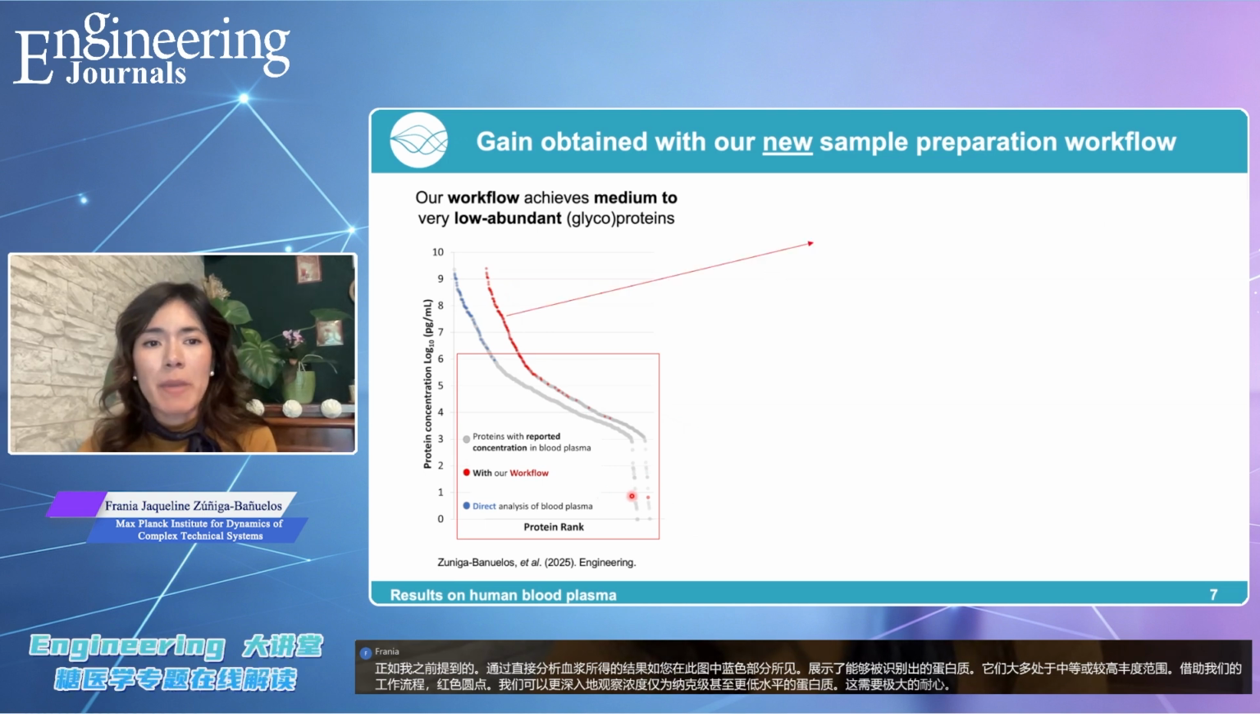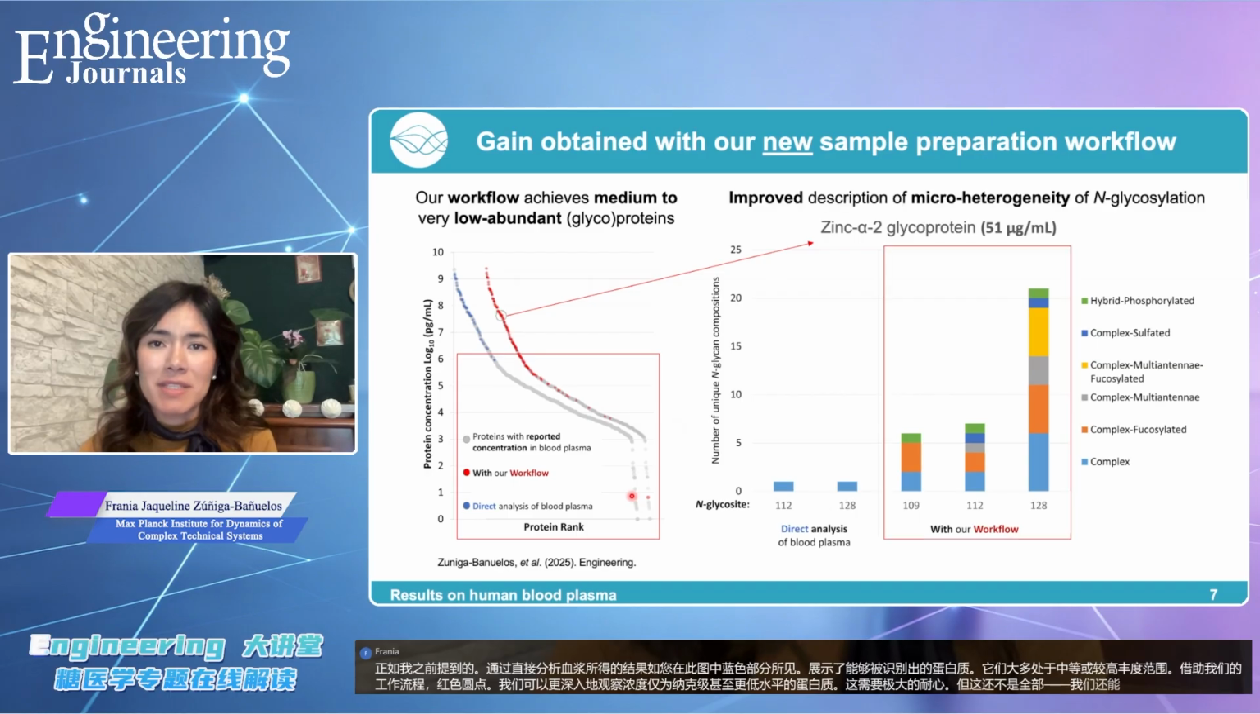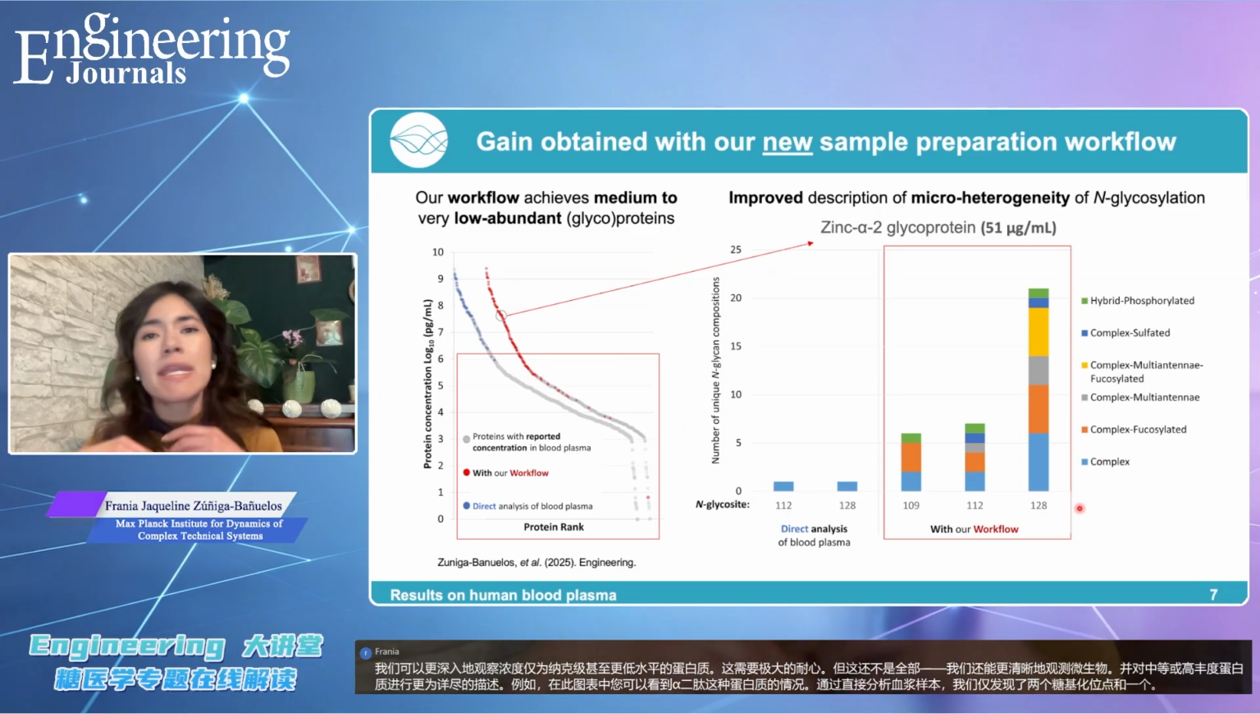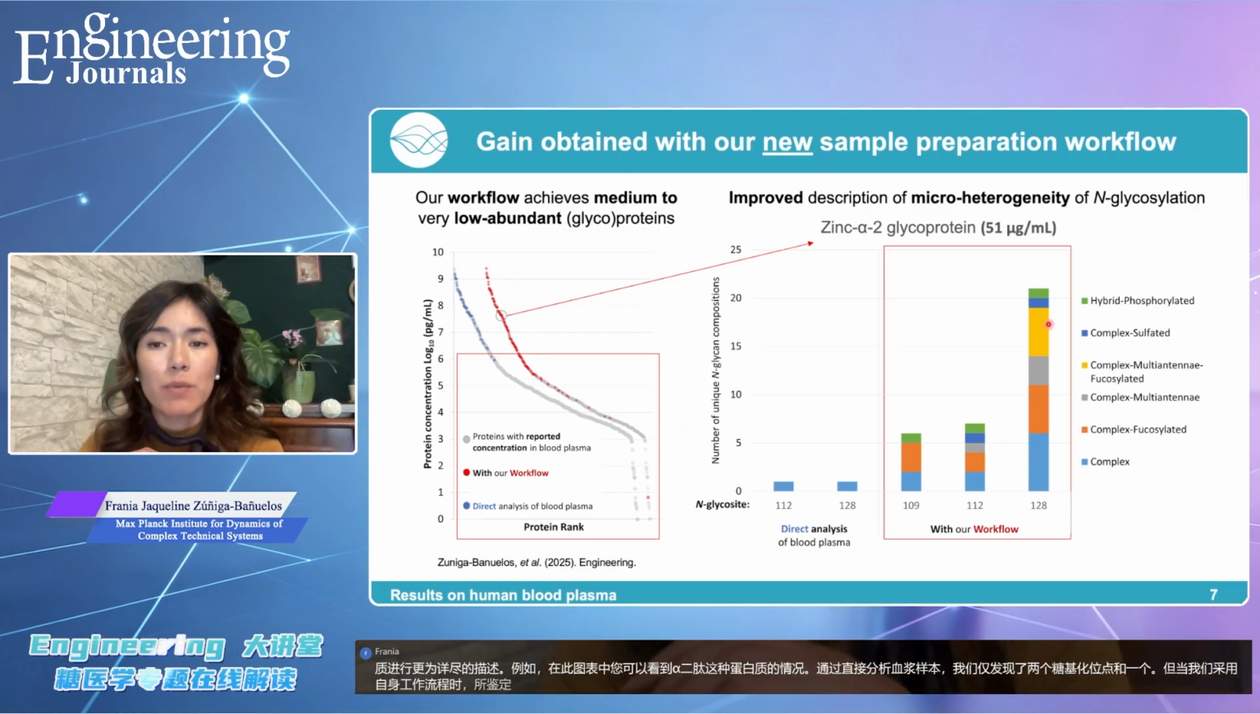We can also observe better the microheterogeneity description of middle or high abundant proteins. For example, zinc alpha-2 glycoprotein. In this plot, you observe that with the direct analysis of blood plasma, we observe only 2 glycosylation sites and only 1 glycan. But when we use our workflow, we increase significantly the number of diverse N-glycans that we can robustly observe, and even more glycosylation sites.